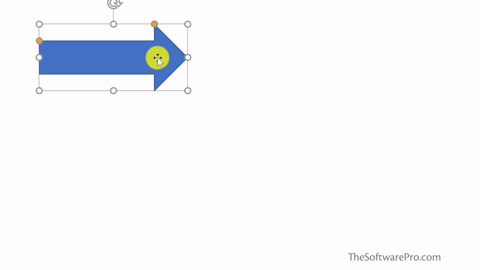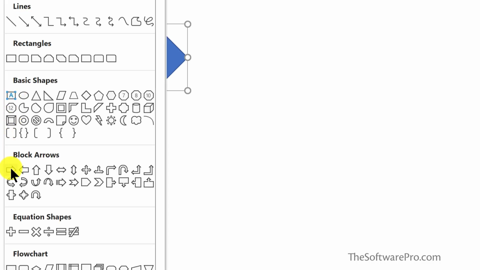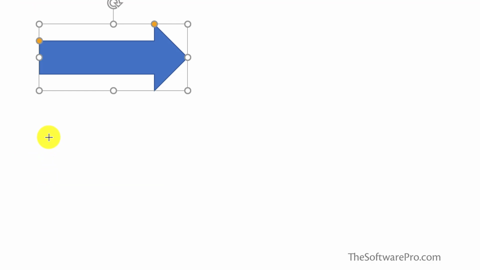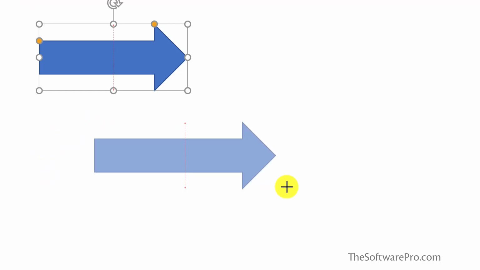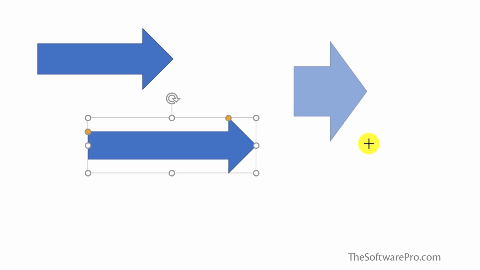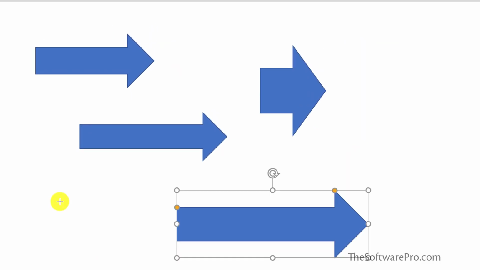And as we saw, we have other tricks like Control D or Control Drag. But under those shapes, here I have an option where I can right-click on that shape, and we have Lock Drawing Mode. Now that assumes that I want to continue creating the same shape over and over again, whether or not it's the same proportions. And I can continue to draw, and continue to repeat.